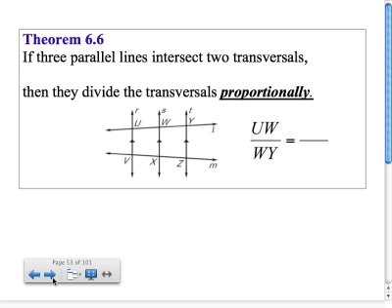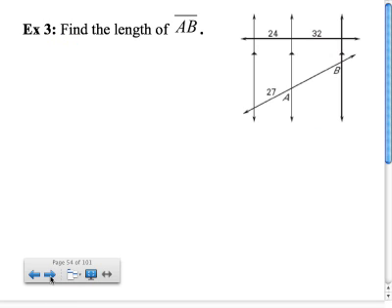Okay, in other words, when you look at these transversals, you have 1, 2, 3, 4 pieces that they get cut up into, and those pieces are divided proportionally. In other words, UW over WY is the same as VX over XZ. And again, it all comes down to being consistent. You could set it up a few different ways, but you've got to be consistent.